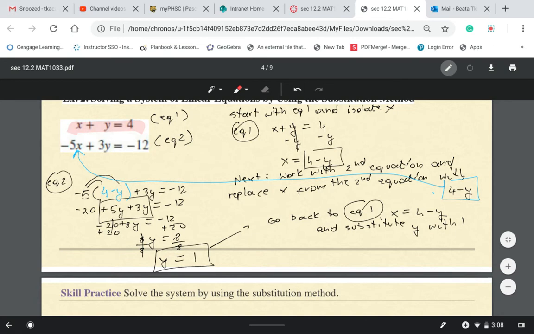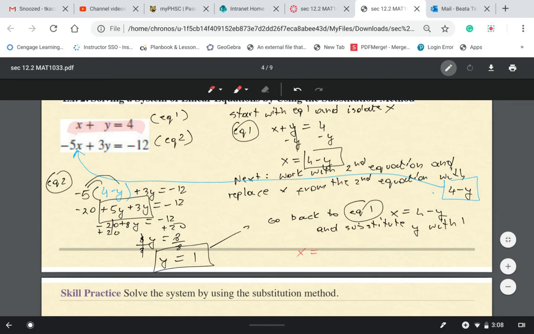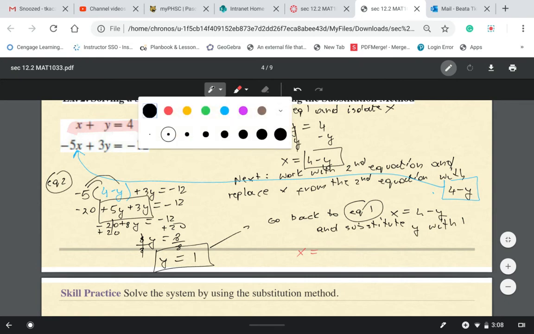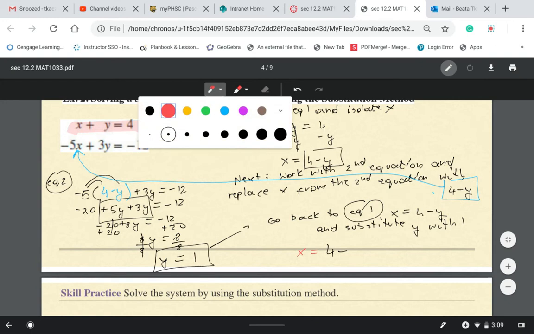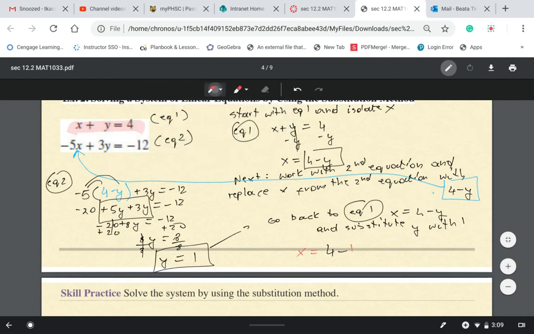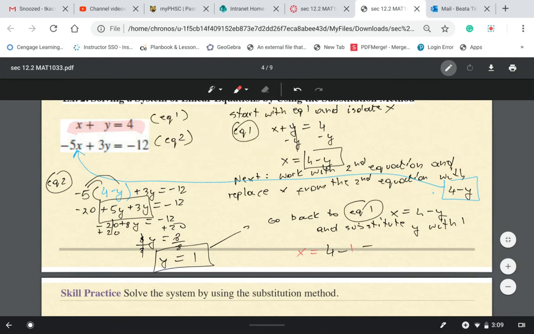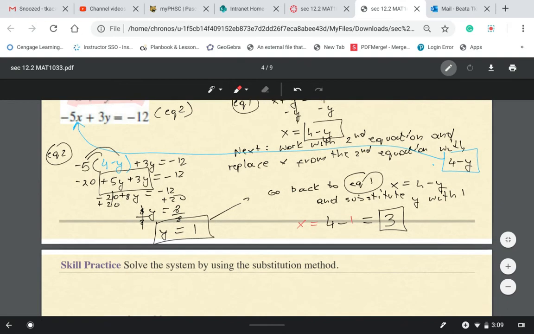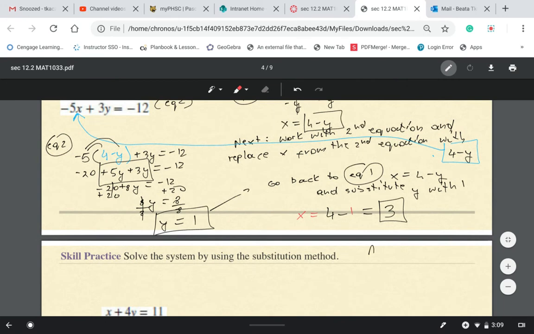So that will give you x equal 4 minus, and again, we know that y is equal 1, so 4 minus 1, and that will give us 3. So now we know y is equal 1, x is equal 3, which means the solution is a point, and the answer for this problem will be (3, 1).